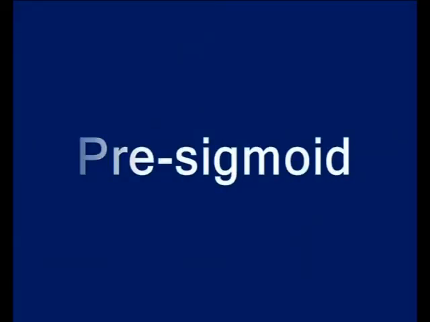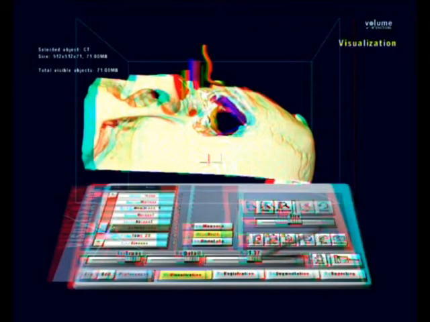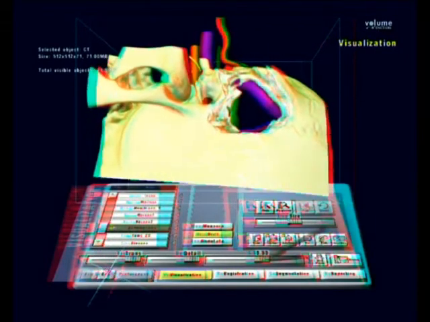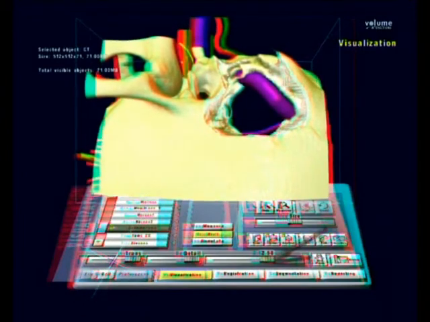For the pre-sigmoid approaches, the petrous temporal bone is drilled on and in front of the sigmoid sinus. This drilling is done in the cancellous bone quite rapidly, and the floor of the middle fossa is also exposed. Here the bone is magnified.